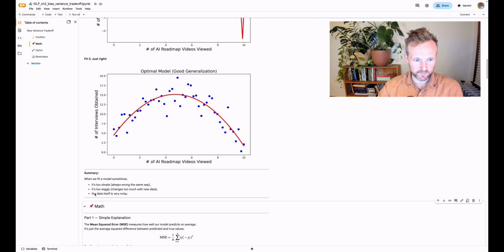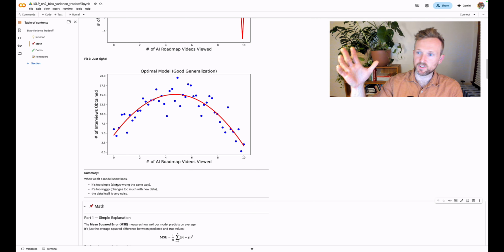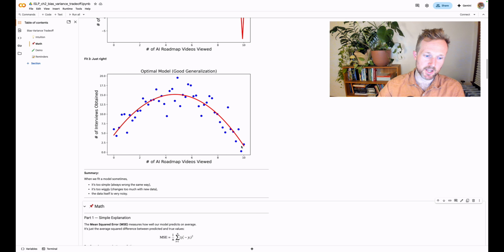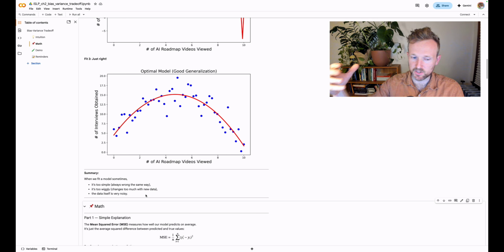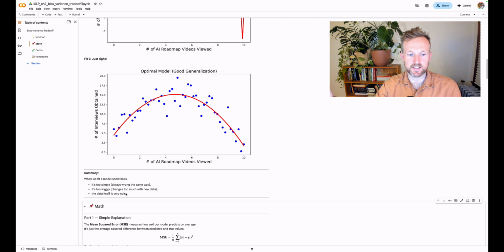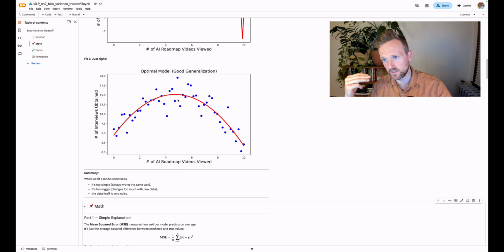Okay, so the summary here is when we fit a model, sometimes it's too simple, right? High bias. It's always wrong in the same way. Sometimes it's too wiggly. It's changing too much with data. It's too reactive to the data. And then also the data itself could just be very noisy, right? That's this spread, and that is the third term in the bias-variance trade-off, which is the irreducible error.